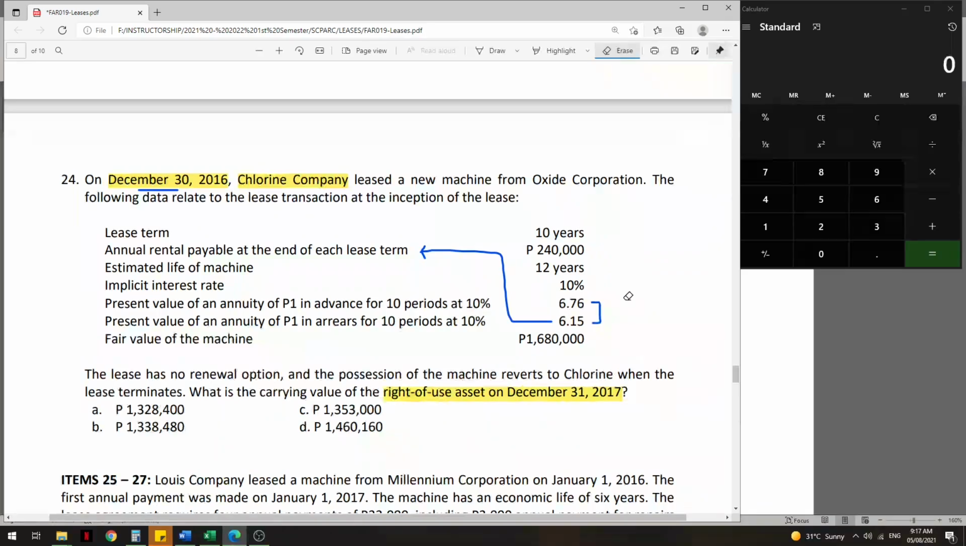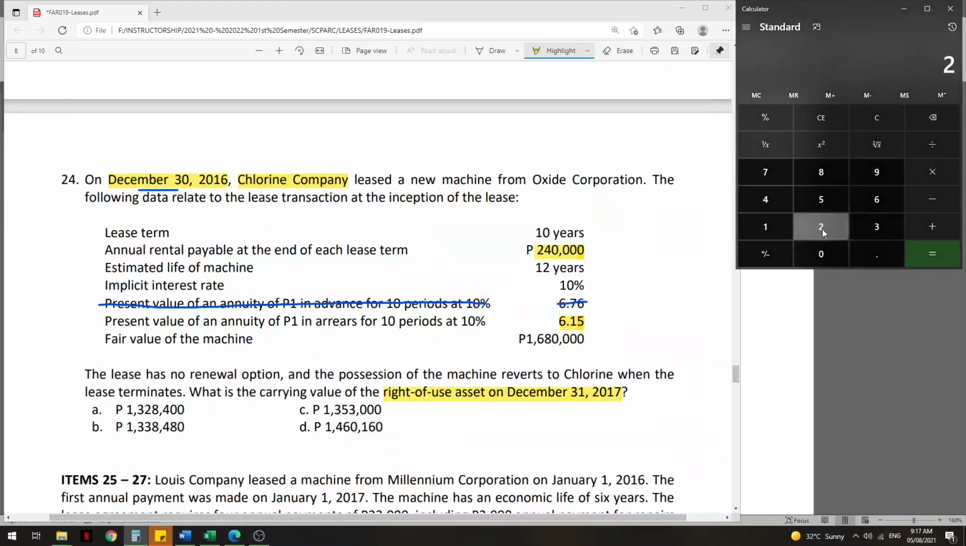In this problem, we have to eliminate annuity in advance because this problem is not in advance. The first payment will happen after 1 year. Okay? I hope that much is clear. That means, if I would like to get the present value of the lease payments, I need to use 6.15 and multiply it with 240,000. I can do that right now. 240,000 multiplied by 6.15. This is a rather simple problem.